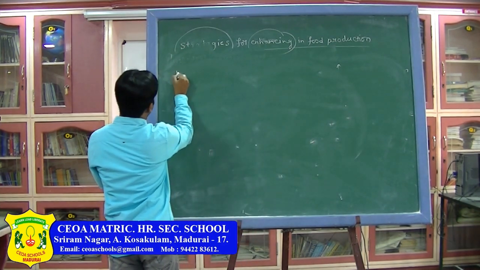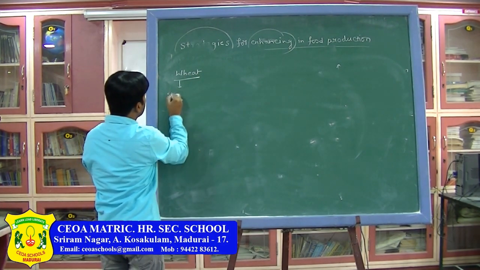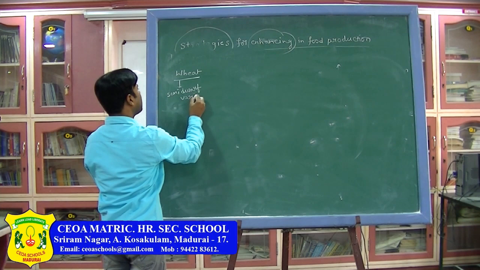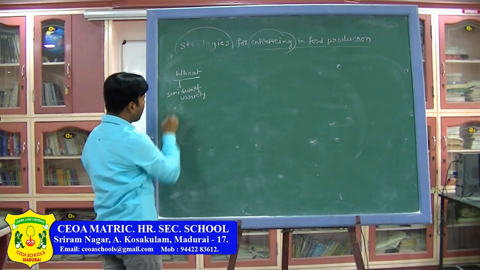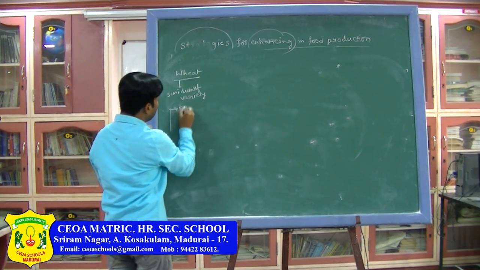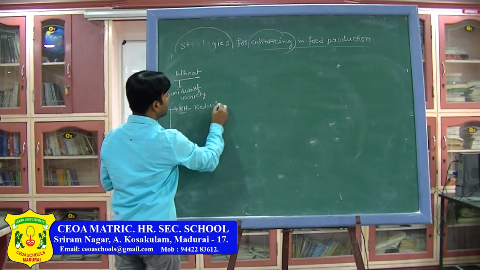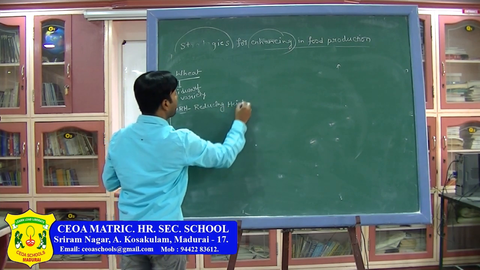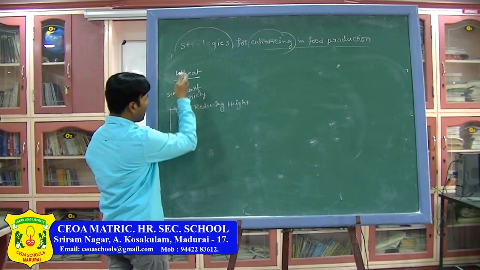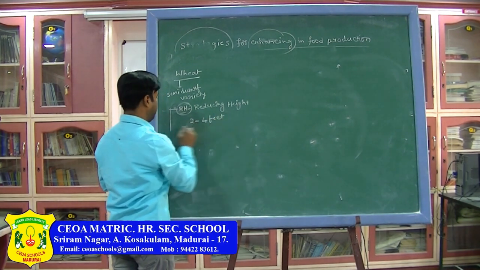See, now I am writing here wheat. So, what wheat? This is a semi-dwarf variety. What is it consisting of? What are the characteristics it possesses? It possesses here the RH gene. RH gene means reducing height gene. So, due to the presence of the RH gene, the wheat plant grows 2 feet to 4 feet in height only.